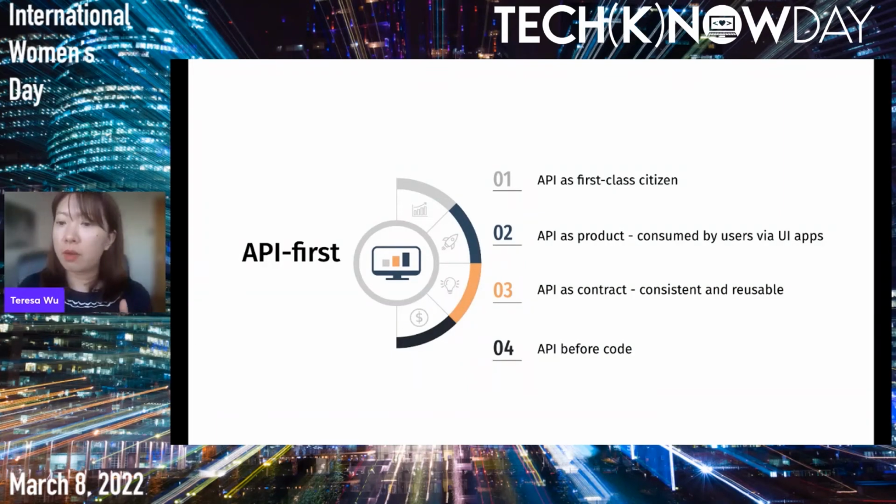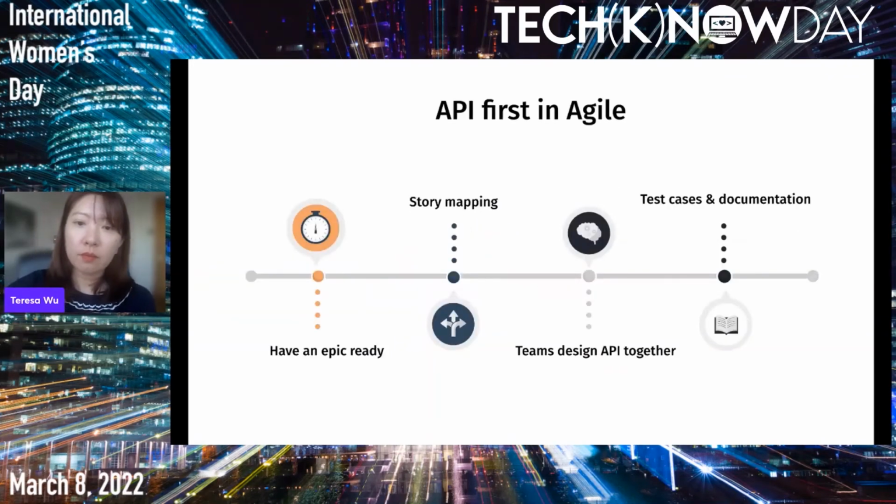So no matter what process you are following, API should always be considered a first-class citizen, not just the structure of the API, but also the content, the value contained within each API call. The implementation of the API might change from time to time, but the API itself doesn't change. So how do we do API first in an agile environment?